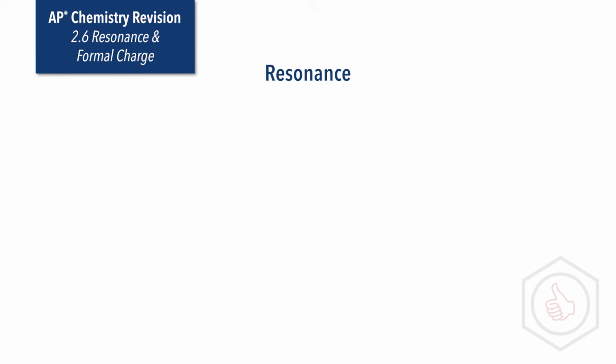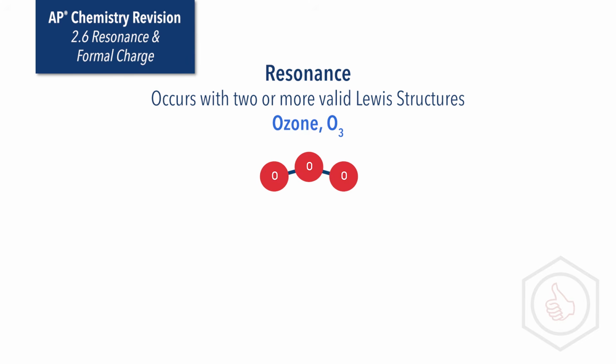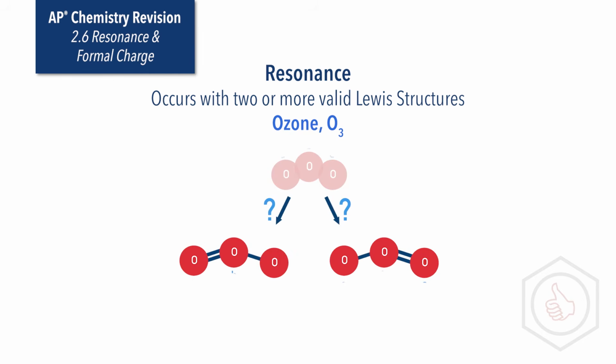Resonance occurs when 2 or more valid Lewis structures can be drawn for a molecule by moving electrons only, never the atoms. These are called resonance structures. For example, when drawing a Lewis diagram for the molecule ozone, O3, we end up with 2 valid structures. If we label each oxygen as A, B, and C, we can see that in the first structure we have a double bond between oxygen A and B and a single bond between oxygen B and C. And in the second possible Lewis structure, we have a single bond between oxygen A and B and a double bond between oxygen B and C.